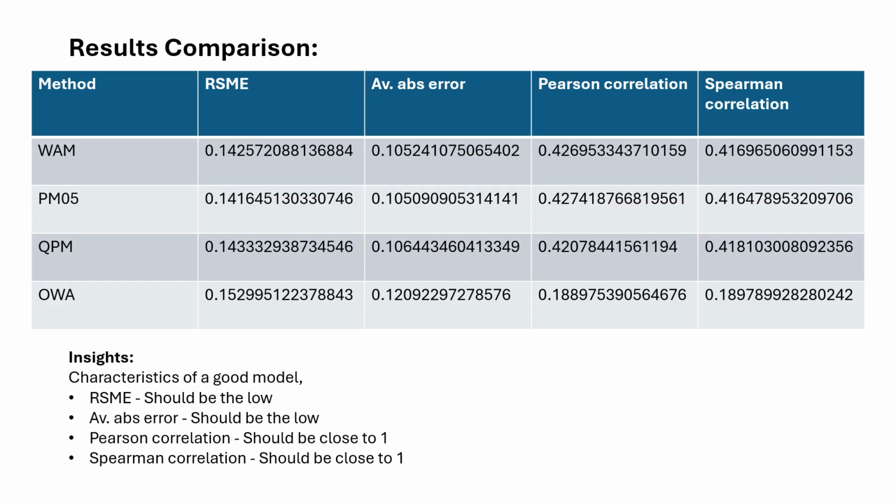Now, here are our results. On the inside here, you can see the characteristics of a good model. The RMSE shows clearly here that it should be low. Then the MAE should be low too. Pearson correlation should be close to 1. The Spearman correlation also is close to 1 as well. Next slide.